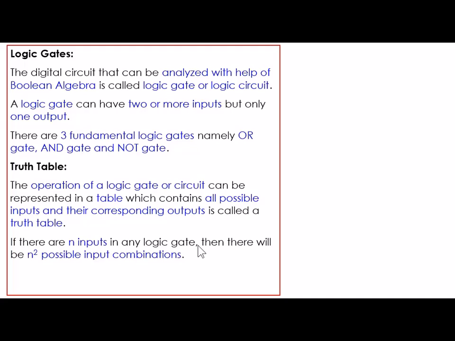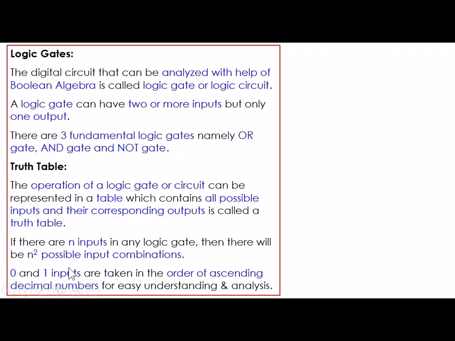For example, if there are 2 inputs, input A and input B, then we can have the combinations 0 1, 1 0, 0 0, 1 1. 4 combinations are possible. Similarly, if there are 3 inputs, then there will be 2 to the power 3, that is 8 combinations possible. Similarly, if there are 4 inputs, then 16 combinations of inputs will be possible.